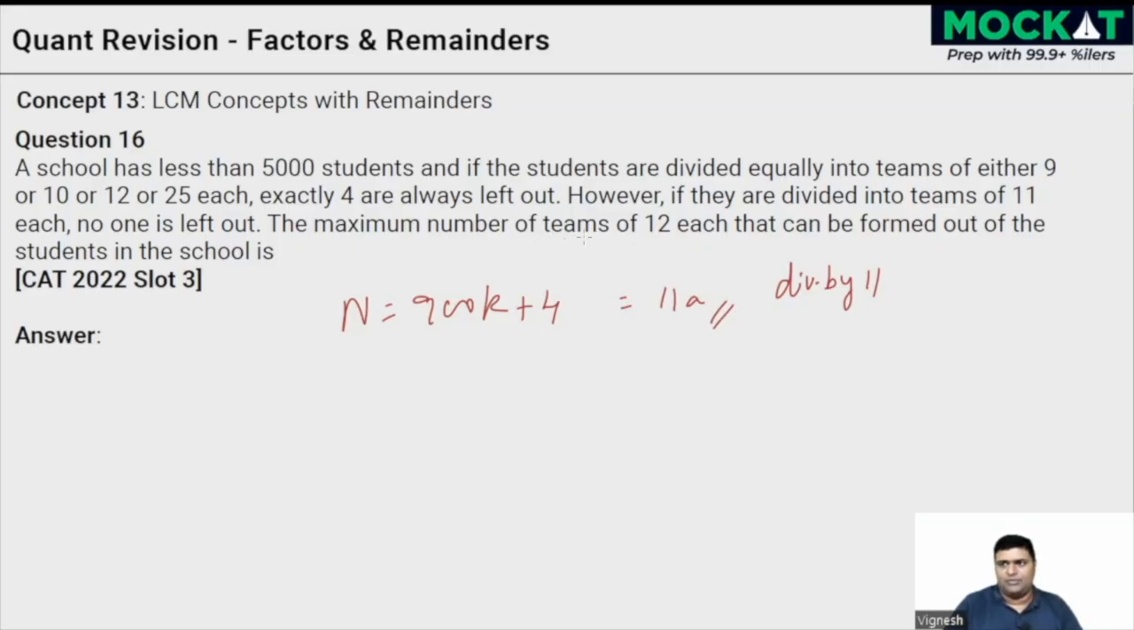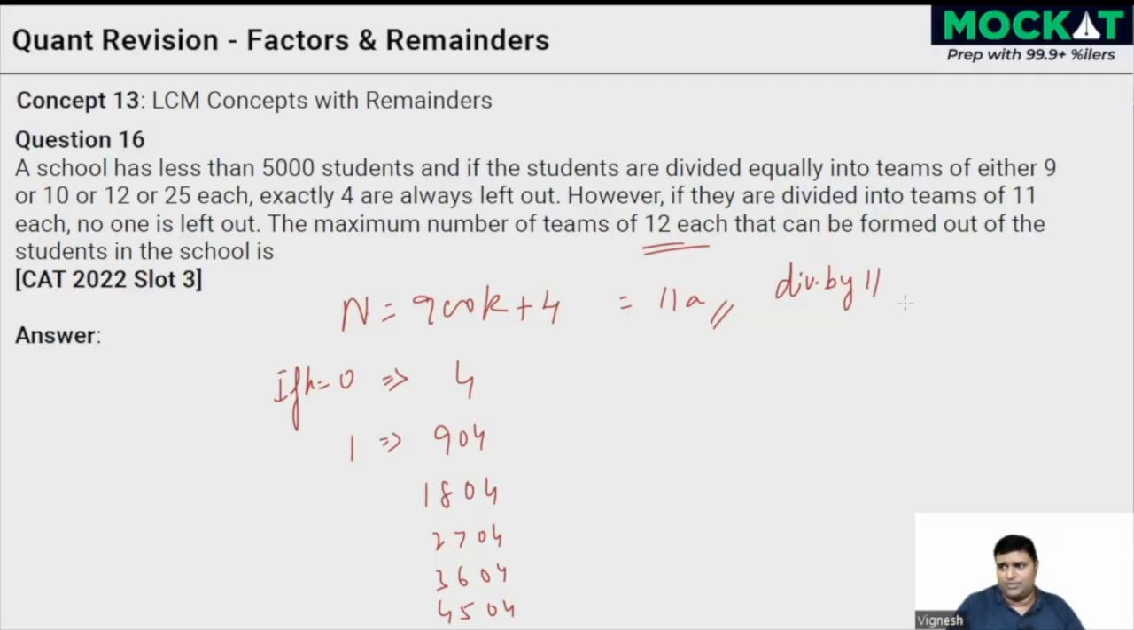So the question: the maximum number of teams of 12 each that can be formed out of the students in the school. How do we find that? We need to find the number of students in the school. N is less than 5,000. What's the smallest value it can take? K can take a value of 0. If K is 0, then 900 into 0 plus 4 is 4. 4 is possible, but 11 multiple, no. Next, if K is 1, we get 904. K is 2, 1804. Then 2704, 3604, 4504, and we stop with that.